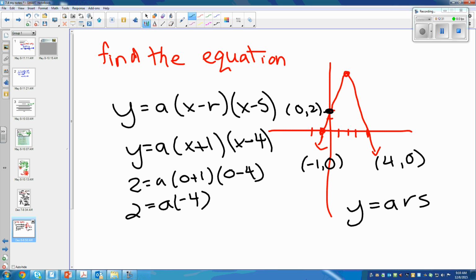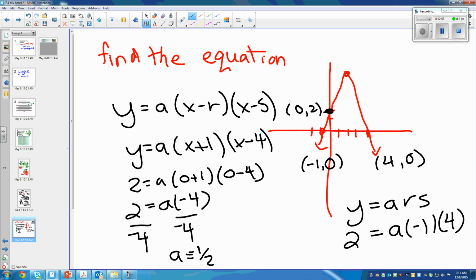How do I get a alone? Divide by -4, and I get a equals -1/2, right? Same thing over here. I could have solved for the a value, my y-intercept. The y value was 2. The original r is -1. The original s is +4. And that gives me 2 equals a times -4 again. Divide by -4, you get -1/2 again, right?